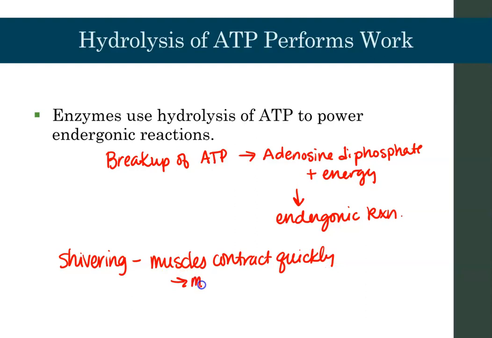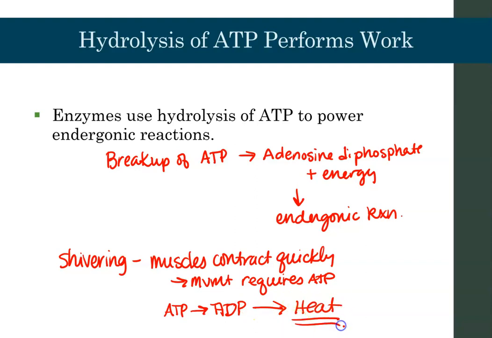And that movement requires ATP. That's why when you shiver, you shake. Your muscles are contracting really quickly. And when you break those bonds in ATP, when you hydrolyze those bonds, ATP to ADP, you also release energy in the form of heat. And that's how you warm up. So not only do your mitochondria build energy, but that energy is then used in your body for a variety of purposes, one of which is shivering.